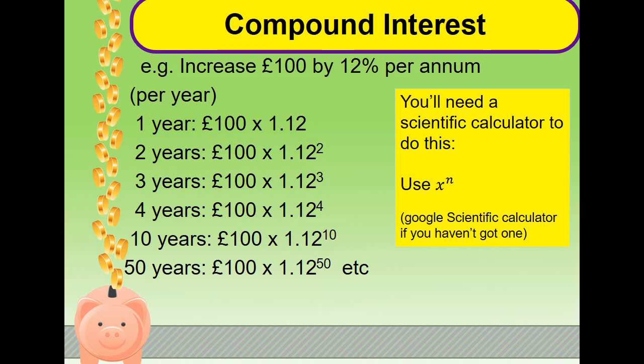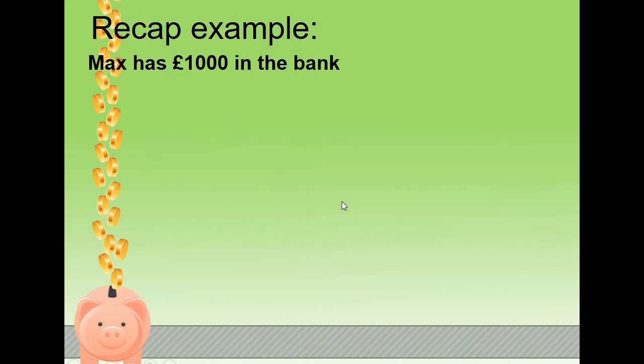So rather than having to find a new amount and then multiply by 1.12 again, find a new amount, multiply by 1.12 again, you can just do it in one go by working out the multiplier, and then the power is the number of years that interest is being applied for. Okay. So quick recap of everything we've learnt in this lesson today.